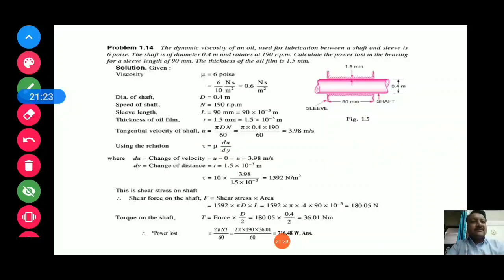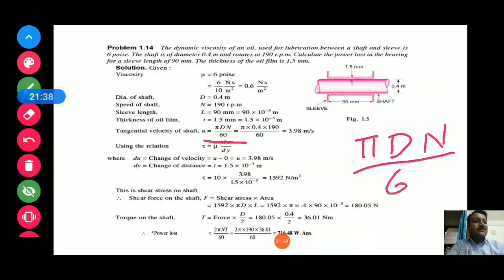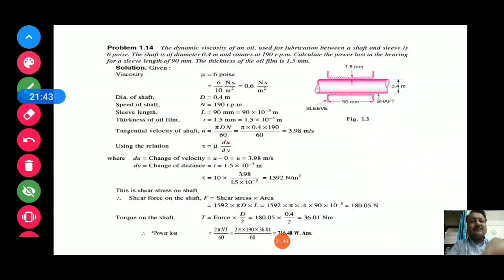So by using this formula, u is equal to pi dn by 60, you can find the tangential velocity of the shaft. Now see, pi is constant, d is the diameter of the shaft, n is the speed in terms of rpm, revolutions per minute, divided by 60, that is equal to u. So u is equal to pi dn by 60.